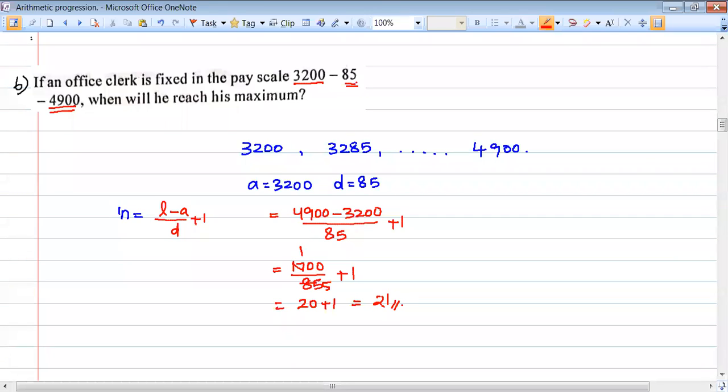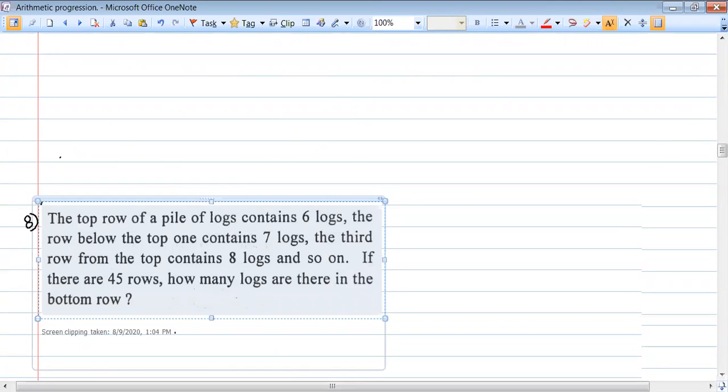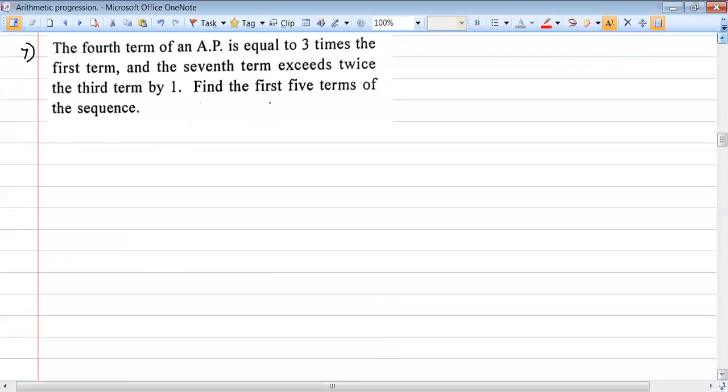Next sum, and one more thing, what is the result? What is the final conclusion you will say? At the starting of the 21st year, his salary will be 4,900. Okay, good. Now, seventh question. Everyone do the seventh question.